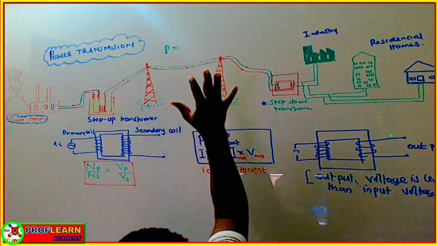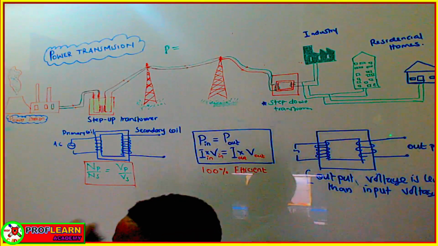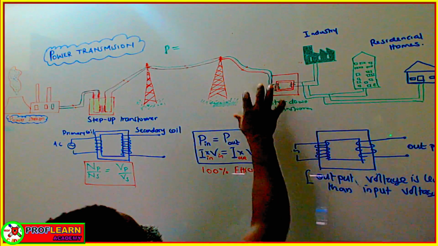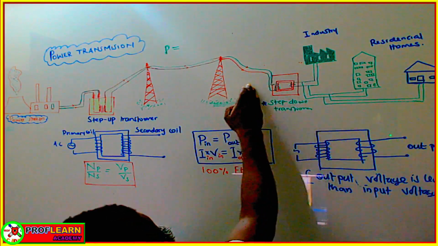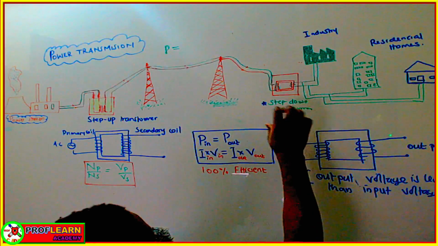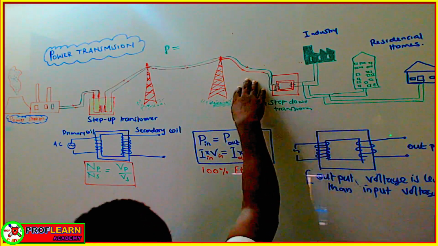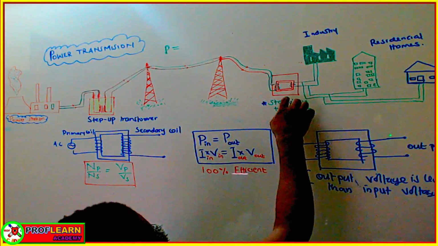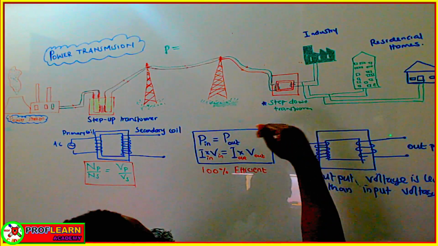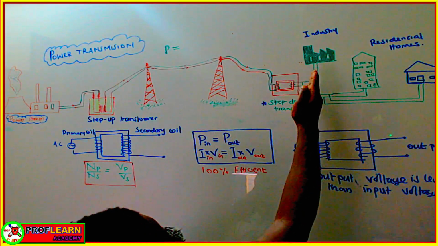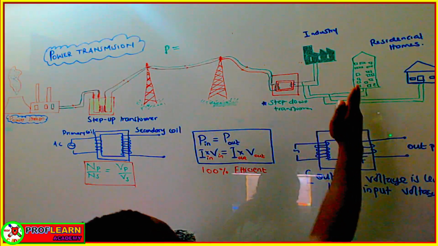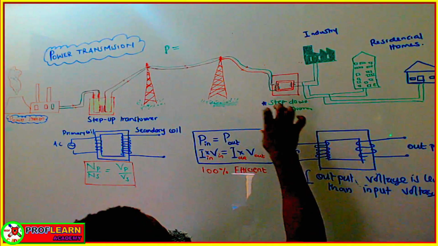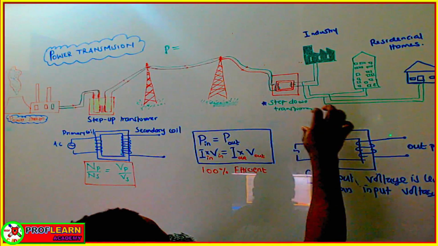So this power is going to be transmitted, and whenever it is about to reach the nearby areas where it is going to be used, it is now transferred into a step-down transformer. The purpose of a step-down transformer is to reduce this voltage so that it can be used. Now the voltage can be sent to industry, and the voltage can be sent to residential homes, and you can see the reason why we are saying that this voltage has to be reduced, so that the consumers can make use of it.